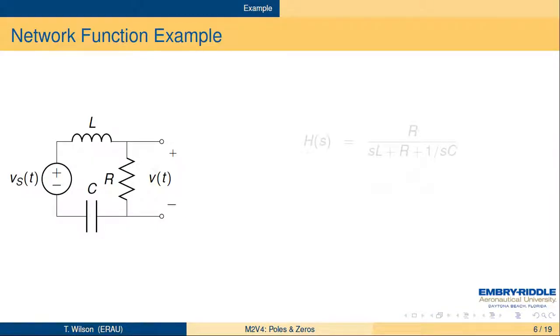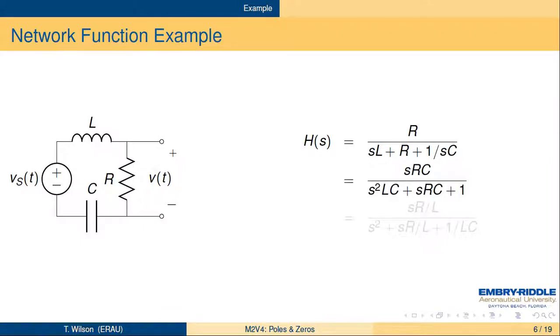Here's an RLC circuit. It's a series RLC circuit. We're taking the output across the resistor this time. So we want to find the network function between V of S and V sub S of S. Using the voltage divider, that's going to be R over SL plus R plus 1 over SC. We clear out the compound fraction by multiplying through by SC over SC to get S times RC over S squared LC plus S times RC plus 1. Then we get a leading coefficient of 1 in the denominator. We can pull out the factor R over L, so we get S times R over L over S squared plus S R over L plus 1 over LC.